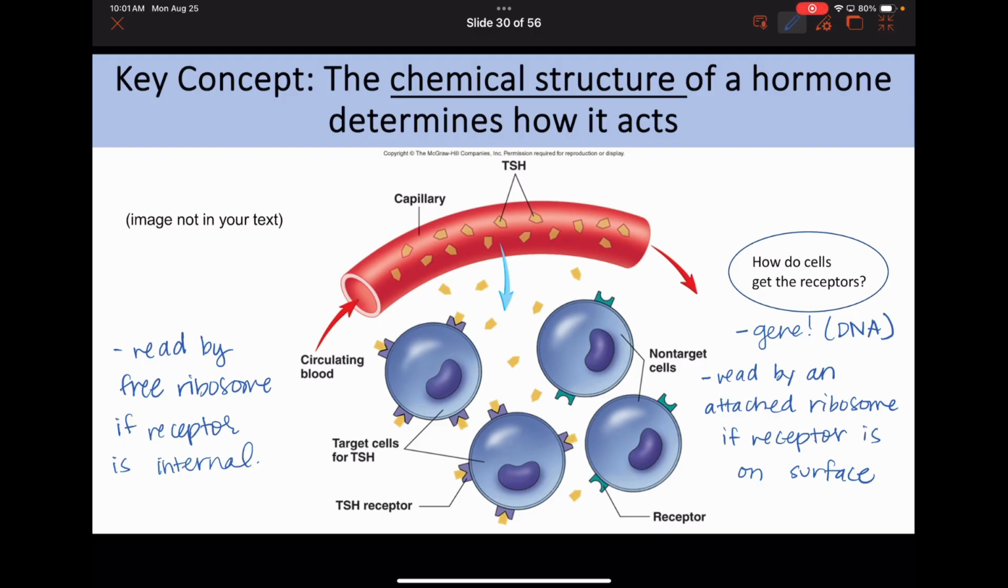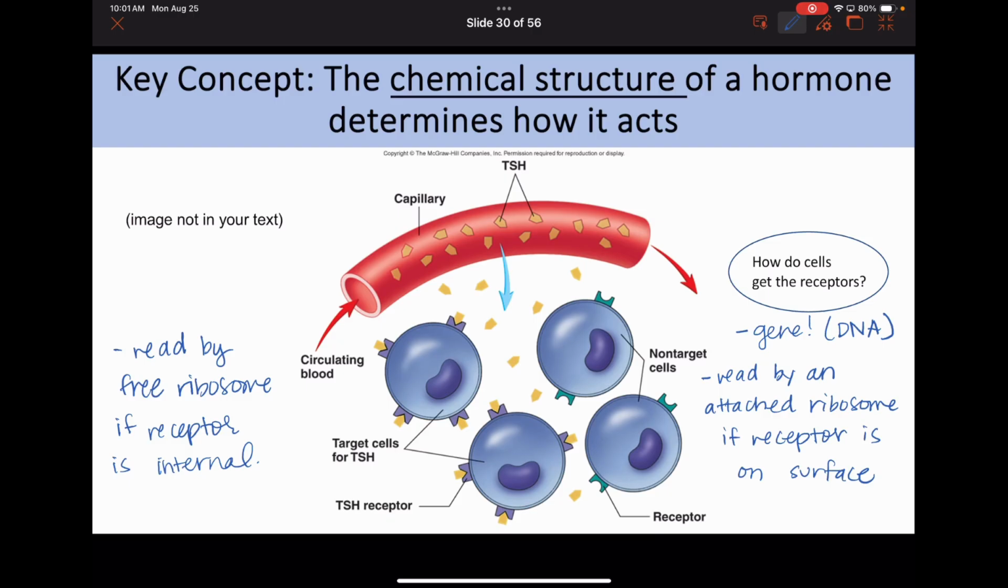Yeah? What if it's like in the middle, like half outside, half inside? What do you mean? Like a channel protein? Oh, yeah. So the receptor itself will always be on the outside. Whether it's attached to another protein or not, it's always going to be on the outside for a surface receptor. And that's made by an attached ribosome, yeah.